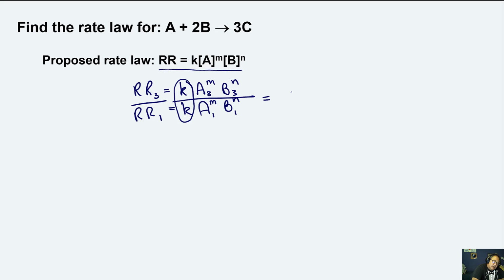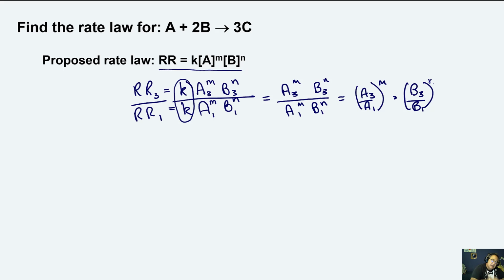And so this is going to be equal to A3 to the m, B3 to the n, divided by A1 to the m, and B1 to the n, like that. And then I'm going to do a little math magic. I'm going to separate those two and get them to be ratios of concentration. So the little math magic is I can do this: A3 over A1, to the m, because I pulled the exponent out, which you can do, times B3 over B1 to the n, like this. Okay, so now let's go back and look at experiments 3 and 1 and look at what the numbers were.